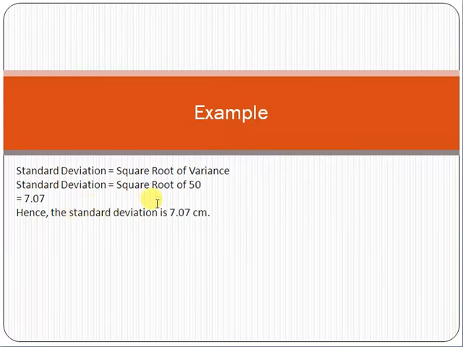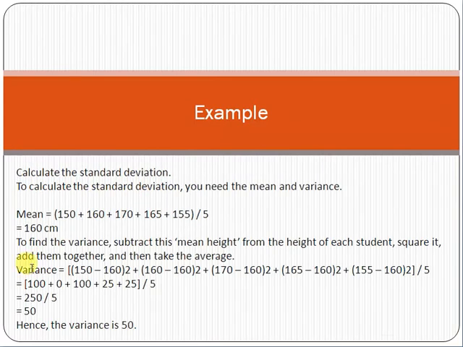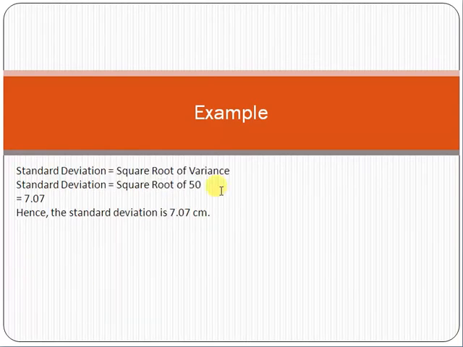See what the approach is here. First we have calculated the mean value. By using the mean value, we have calculated the variance, and standard deviation is the square root of the variance. So by using the variance we calculated the standard deviation. Standard deviation is 7.07.